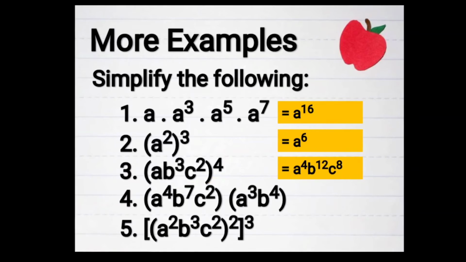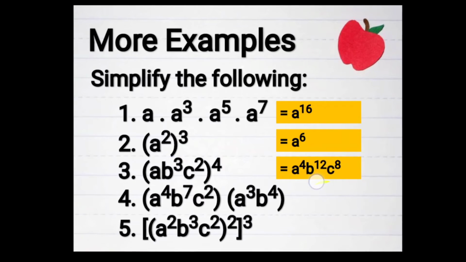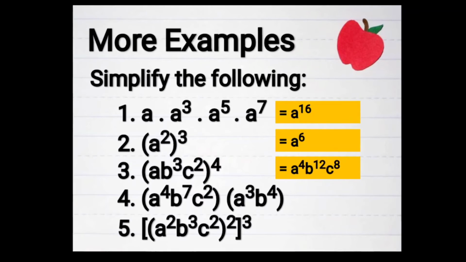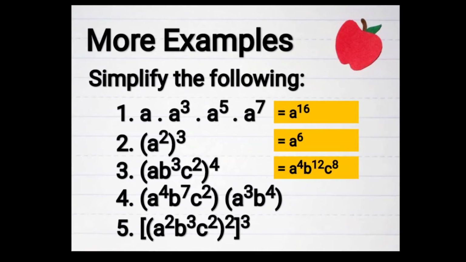That's why we have 4 times 1 is 4. The exponent of b is 3. So 4 times 3 is 12. The exponent of c is 2. So 4 times 2 is 8. That's why we have here a to the 4th power times b to the 12th power times c to the 8th power. Okay?